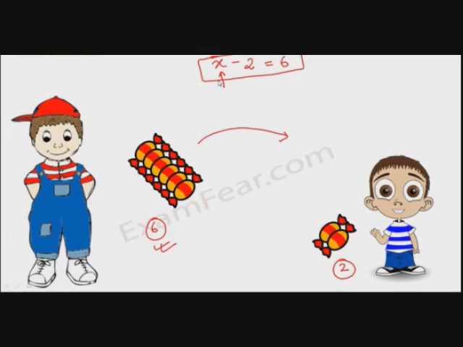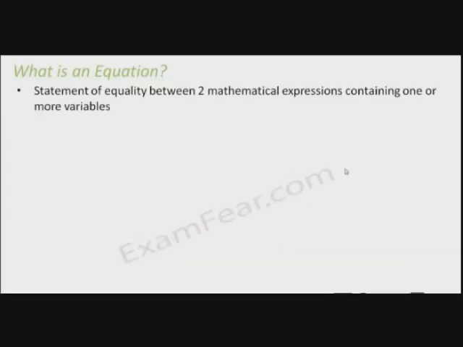And this equation is a simple equation. X minus 2 is equal to 6. This is a simple equation. So now what do we understand by an equation? Let's start from the very basics. An equation is a statement of equality. The first part of the term itself calls equate, that means something which equalizes 2 things. So it is a statement of equality between 2 mathematical expressions containing 1 or more variables.